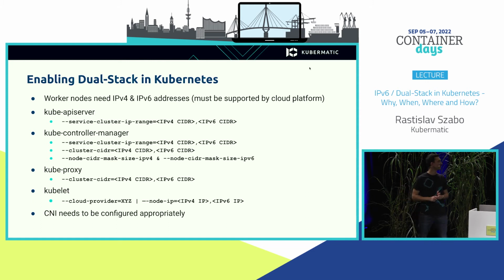And in kubelet, you either need to use a cloud provider, in which case the cloud controller manager would take care of handling the IP addresses for your worker nodes, or you need to specify node IPs, both IPv4 and IPv6, manually if you are doing it on your own.